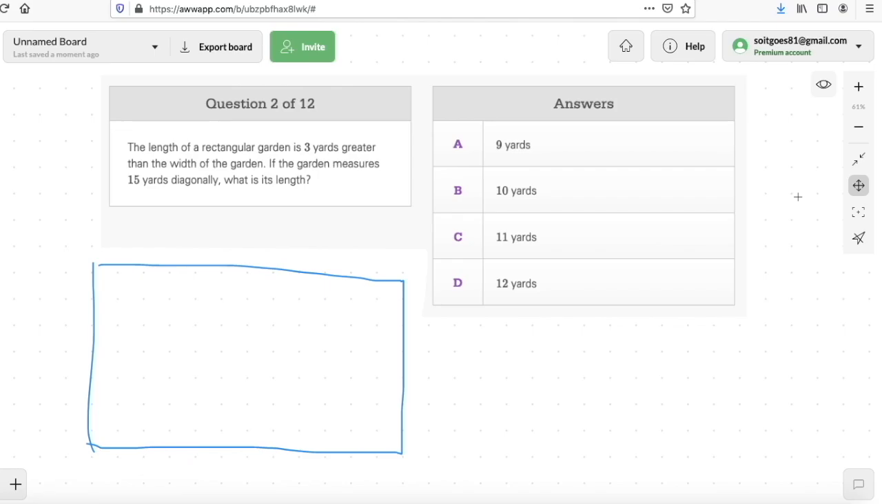All right. And then it says if the garden measures 15 yards diagonally, so diagonally is just like from here.